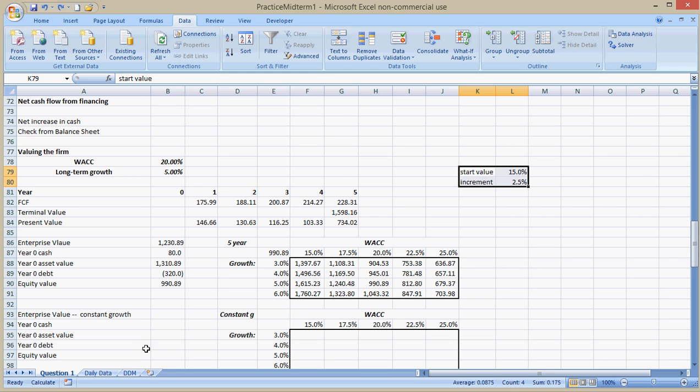Constant growth, well, I'm going to do that quick. Constant growth is going to be next year's dividend, or free cash flow in this case, divided by K minus G, and then it's the same process from here on out. So I'm going to stop the video at that point.